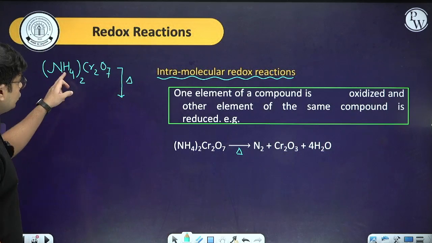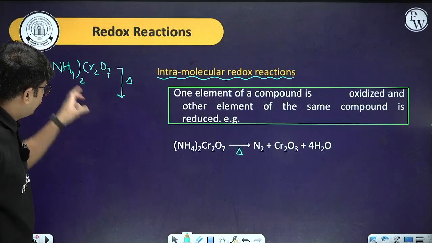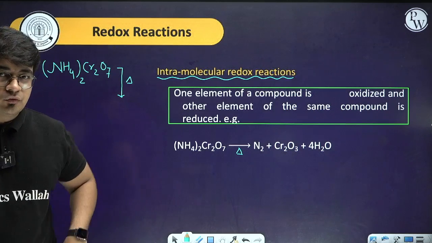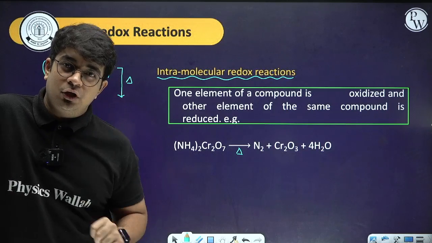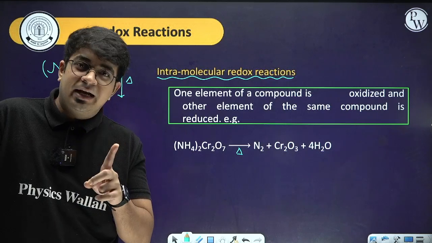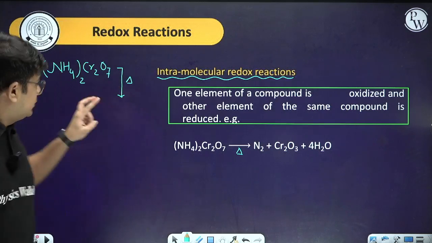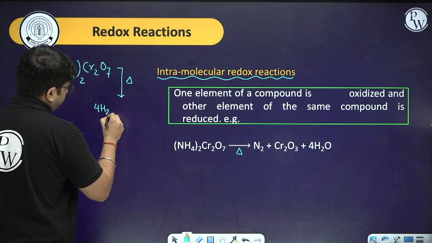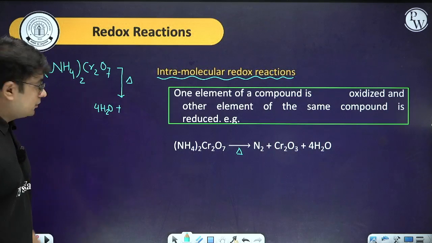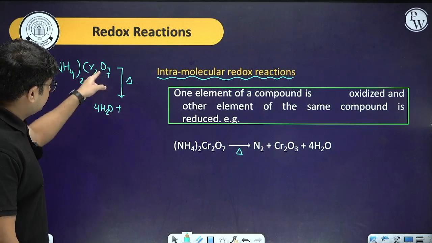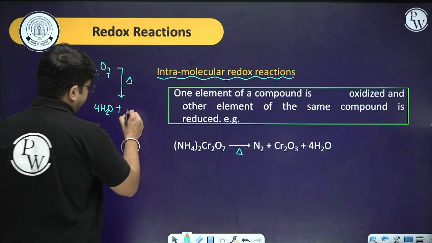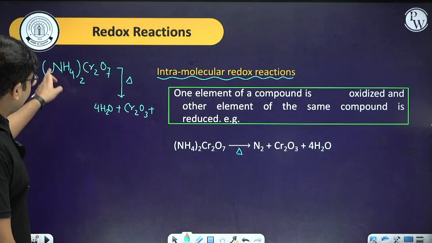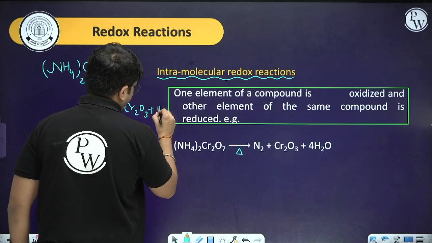In this particular molecule, there are 8 hydrogens and 7 oxygens. How much water can I remove? 8 hydrogens means 4 water molecules, and 4 water molecules contain 8 hydrogens and 4 oxygen atoms, which this compound contains. So I can remove 4 H2O from this entire part. Of the remaining oxygens, 3 are left, so the next product is Cr2O3. What is left at last? Only 2 nitrogens, so the product will be N2.